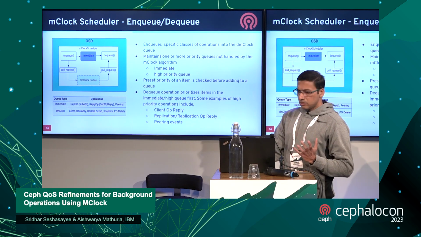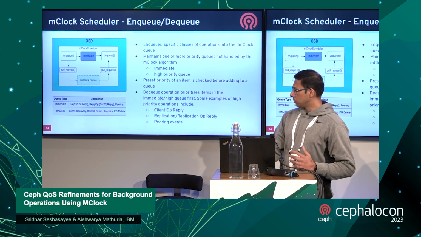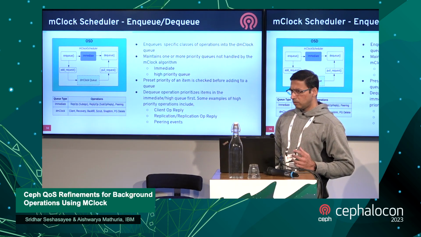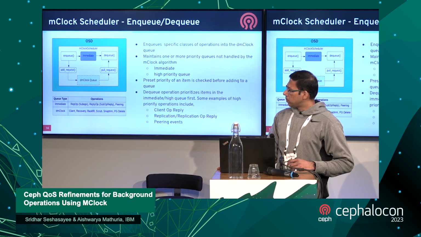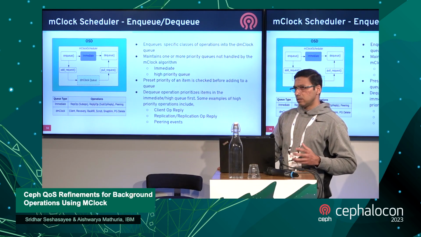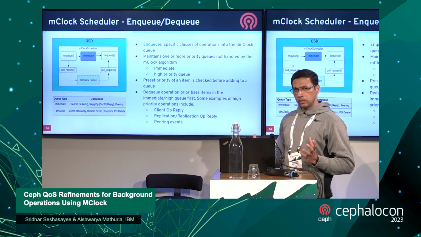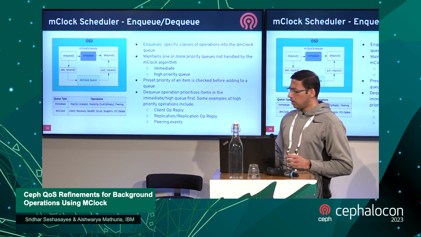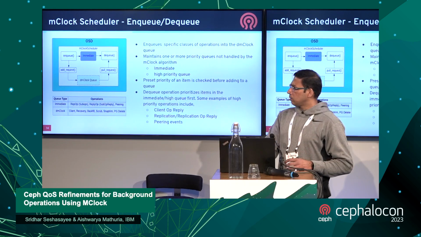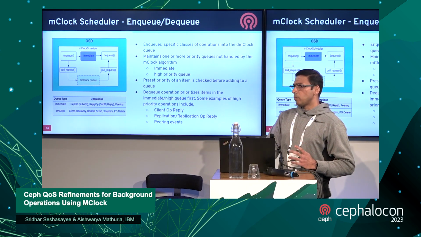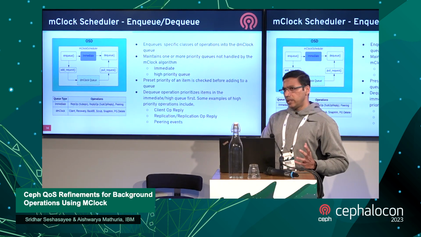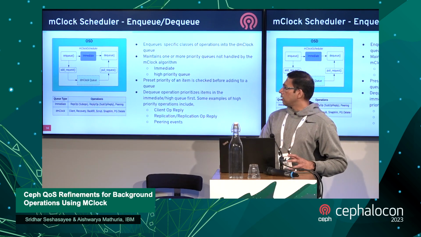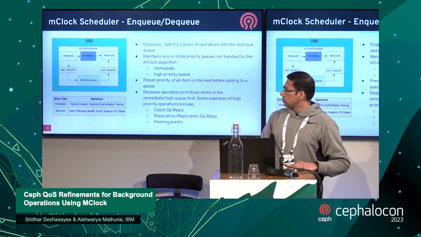Before we get into the nitty-gritties of the MClock algorithm itself, there's an entity called the MClock scheduler, which is basically a replacement of the WPQ scheduler. The purpose of the MClock scheduler is to enqueue the various classes of operation that Aishwarya already talked about into the MClock queue. But we also have operations that require immediate attention. For that, MClock maintains separate priority queues. Right now, there is an immediate priority queue and a high priority queue that was recently introduced by Aishwarya.